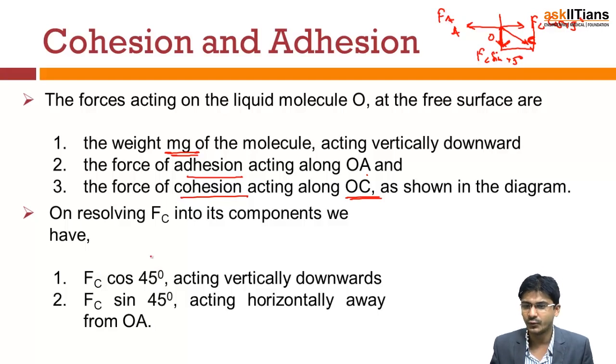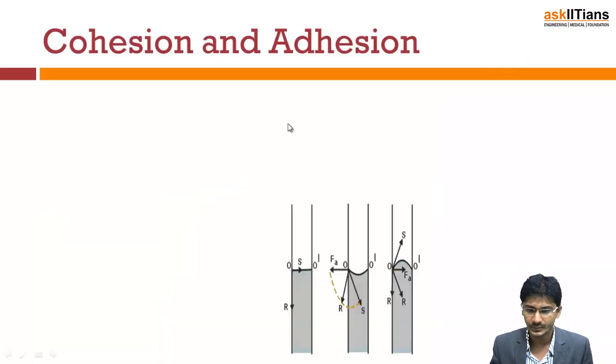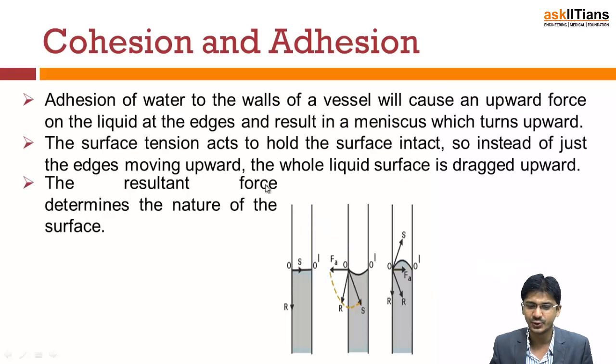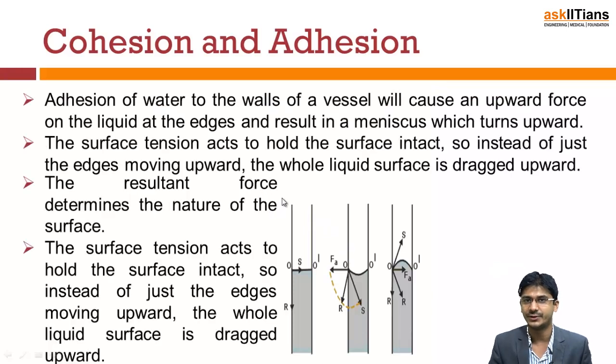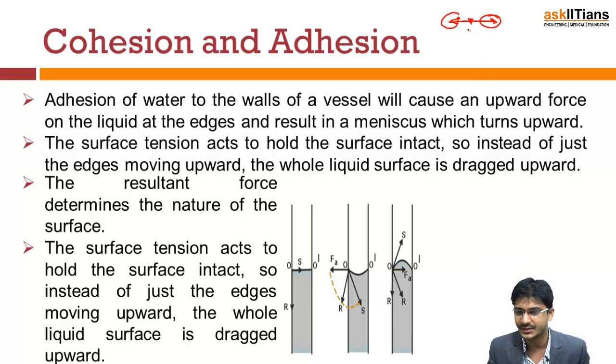Now, what are the horizontal forces? The net horizontal force is Fa minus Fc cos 45. You can see the directions of these two are opposite. And the net force acting downward is Fc sin 45 plus your weight mg. Now when these forces balance, this gives you the shape of the liquid. How do they give you the shape of the liquid? Suppose the net forces balance on the horizontal. If these two force components balance, then only the vertical component remains.